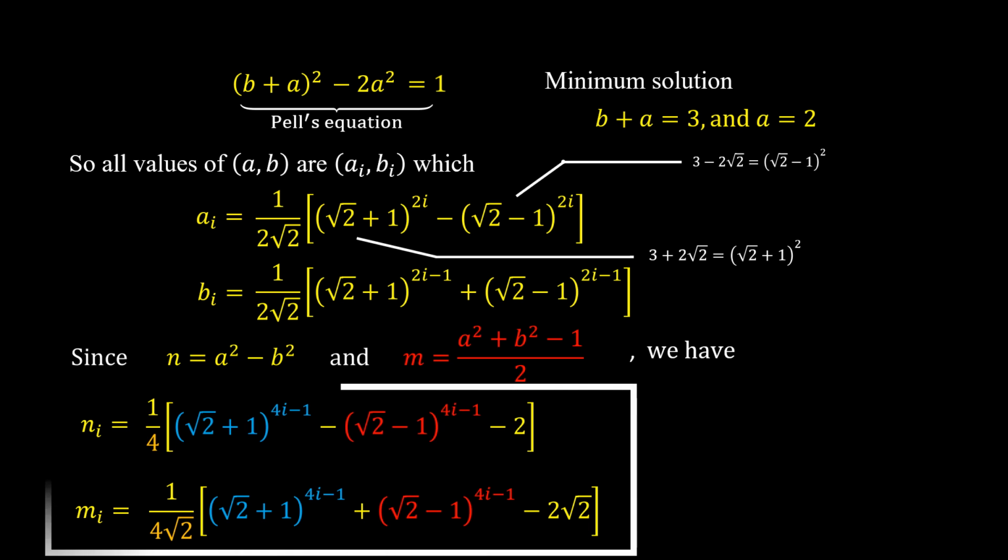Until here, we have the values of m and n in the forms of m_i and n_i for the first case. For the second case, we can find the values of m_i and n_i in a similar way. So, I will just present the second case with the following animation.